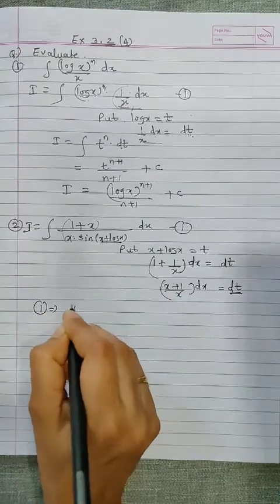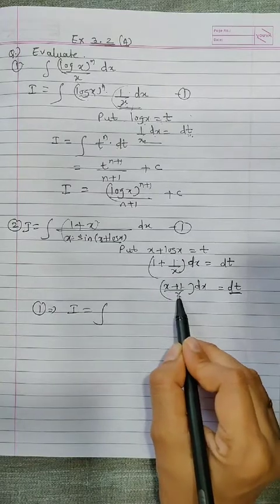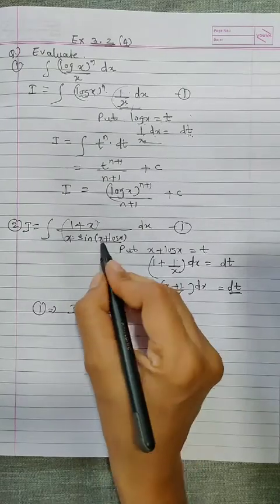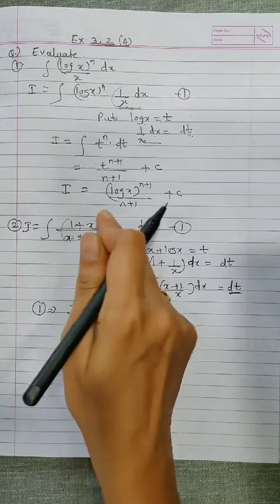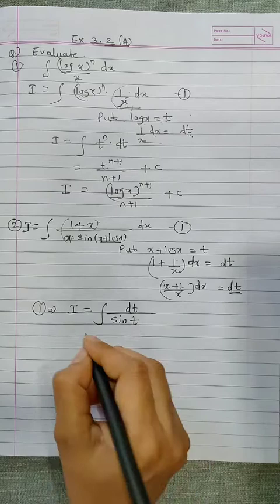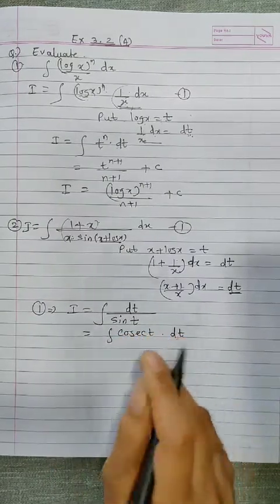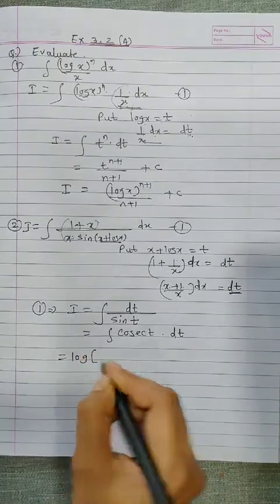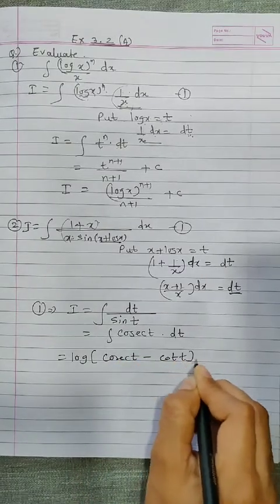So equation 1 implies I equal to integration of 1 plus x upon x dx, this is 1 plus x upon x dx equal to dt, upon sine of x plus log x. What is x plus log x? It is t. So sine t. So this will convert to simply integration dt upon sine t. Now 1 upon sine t means integration cosec t dt, and I have just explained integration of cosec. It is equal to log of cosec t minus cot t plus c.